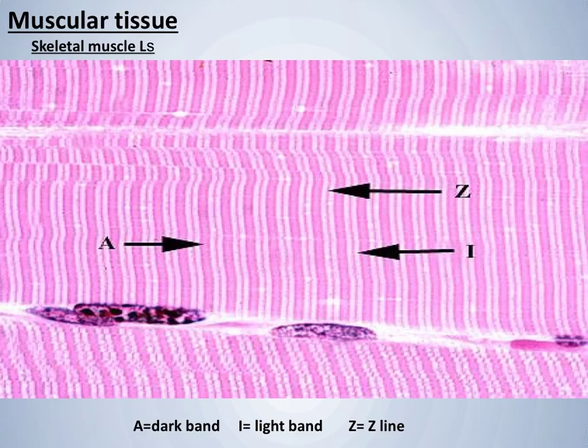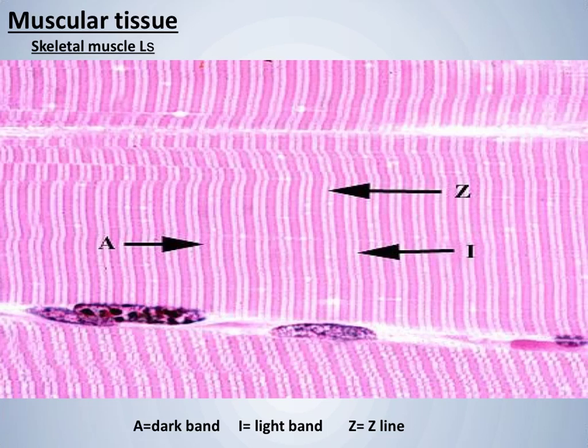Also we can identify certain labels. This dark line in the middle of a lightly stained area is the Z line. And this light area on both sides of the Z line is the light band or the I band. And this dark area here is the A band or the dark band. Also, this is the nucleus. And these are the skeletal muscle fibers.